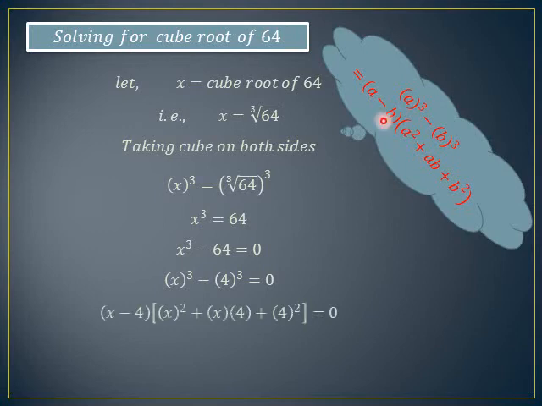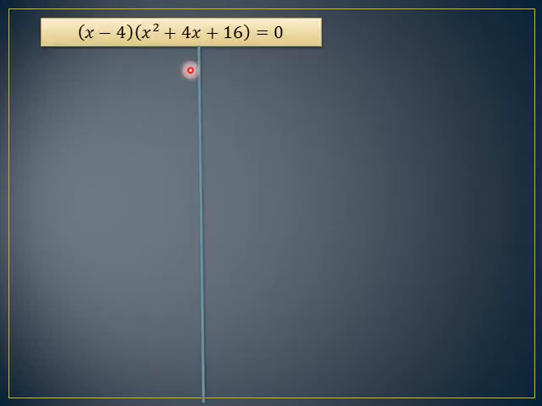So replacing all the values, we will get x minus 4 into x square plus x into 4 plus 4 square equals 0. Taking the square and multiplying, we will get x minus 4 into x square plus 4x plus 16 equals 0. We are having two separate brackets now, which are x minus 4 and x square plus 4x plus 16 equals 0. So the next step is to split the brackets. After splitting the brackets, we will get x minus 4 equals 0. So the first value of x will be 4. So the first cube root of 64 is 4.